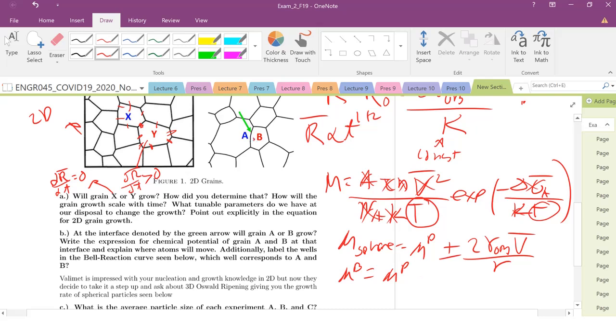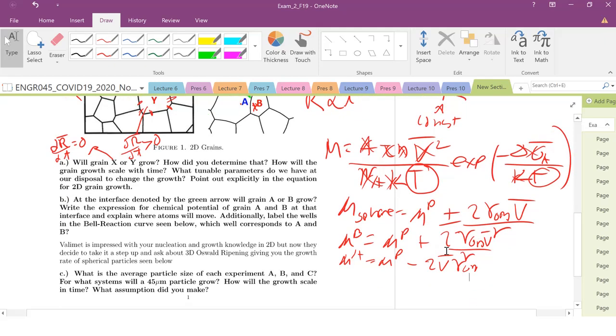Now, if I'm sitting right here, is my curvature positive or negative? My curvature is positive, so it's going to be 2 gamma GB molar volume over R. My chemical potential of A, I'm sitting here, is it positive or negative? It is negative, 2 V bar gamma GB over R. So where are atoms going to flow to?